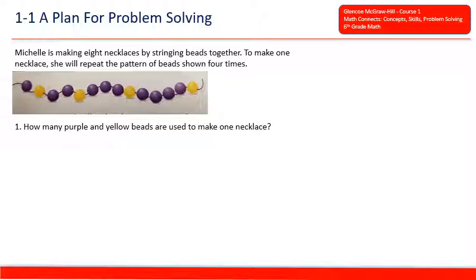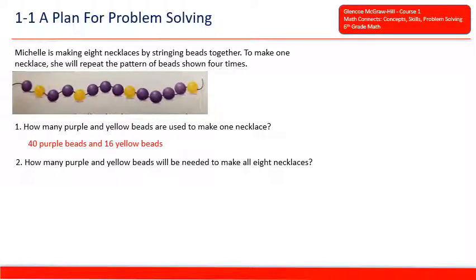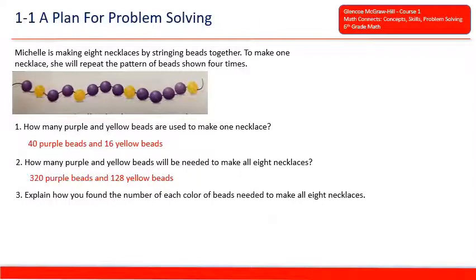So there are 10 purple beads and 4 yellow beads. So 10 times 4 is 40. 4 times 4 is 16. So 40 purple beads and 16 yellow beads. How many purple and yellow beads will be needed to make all 8 necklaces? So if we know there's 40 purple beads in one necklace, we'll multiply that by 8. And if we know there's 16 yellow beads, we'll multiply that by 8. So 8 times 40 is 320 purple beads, and 8 times 16 is 128 yellow beads.